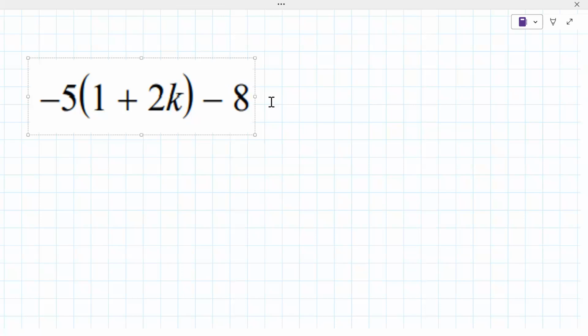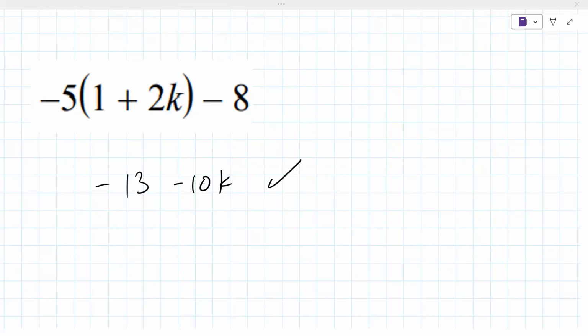Would it be negative 13 minus 10K? Right. What else would you like us to work on there? Really covered everything that you sent over and then some.